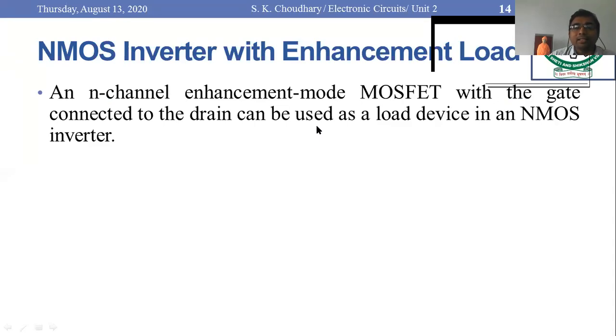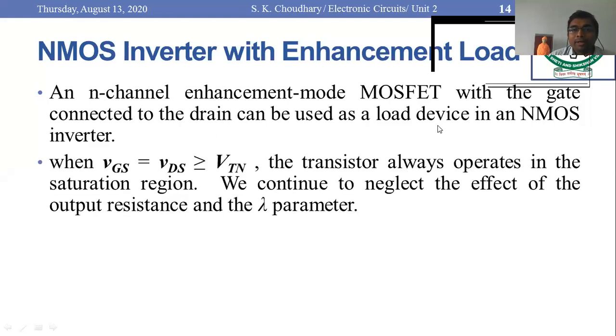So in the inverter there are two parts: one is a driver circuit, another is a load circuit. Here, a MOSFET as a diode could be used as a load device. So the condition is what? VGS should be greater than the threshold voltage.